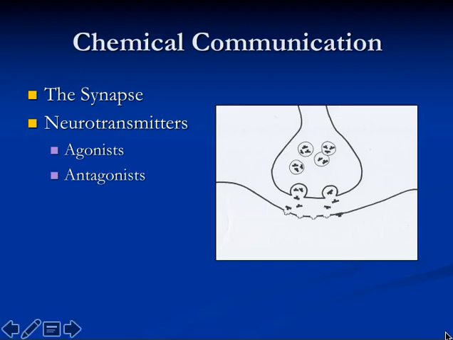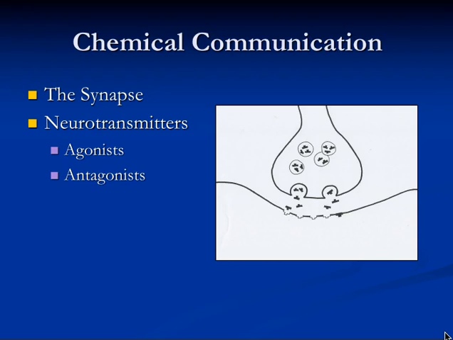All right, everybody. Today we are going to be covering chemical communication at the synapse and the influence of specific neurotransmitters. I'm also going to talk to you about some of the agonists and antagonists for the various neurotransmitters we're going to talk about because it is just darn interesting.